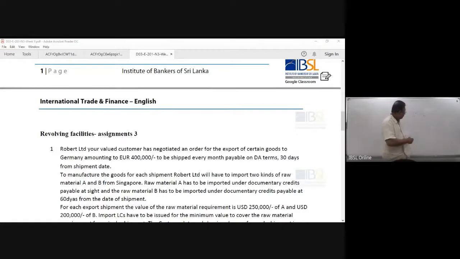And that means there's an interest involved in here. So you say less bank charges. Right, understood? So now you need to calculate and give the answer. You just show how you calculate.